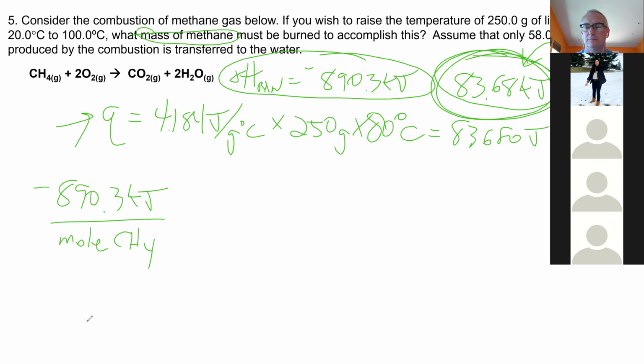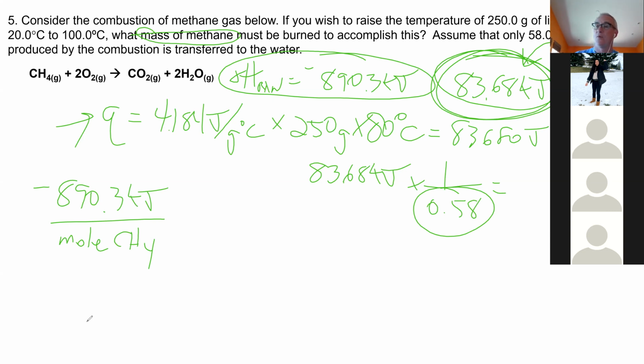Multiply. But if I multiply by 0.58, that's going to give me less heat than I need. Divide. Yeah, so I need 83.86 kilojoules. And basically, I'm only going to get that much of it. I'm only going to get 58%. So I need to multiply by 1 over whatever amount I'm actually going to get. And that will tell me what I need to get.